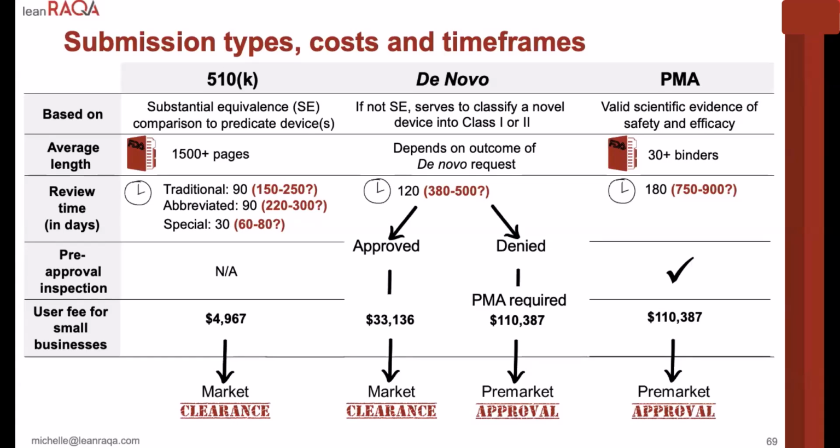PMAs, in terms of scope, these are 30 plus 3-inch 3-ring binders. It's a massive undertaking. That's why I make it equivalent to the Ironman races. Supposedly the FDA's clock is 180 days, but these have been around 800 or so review days. You have to have a pre-approval inspection, and their fee for small businesses is $110,000.